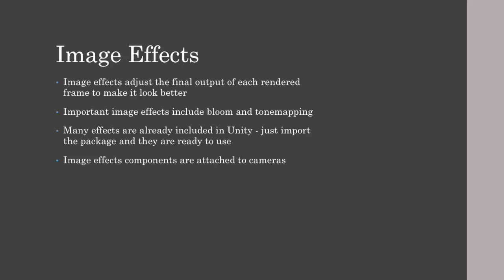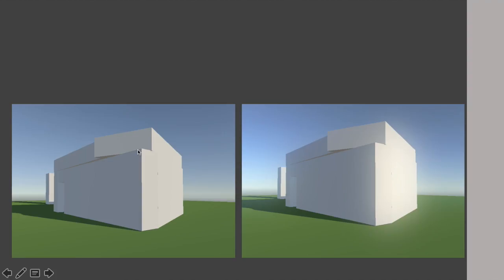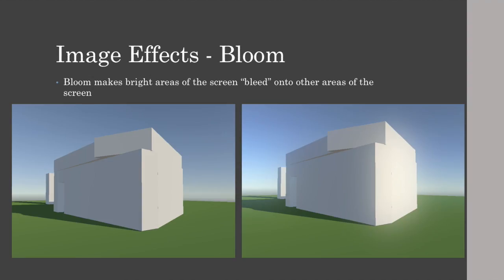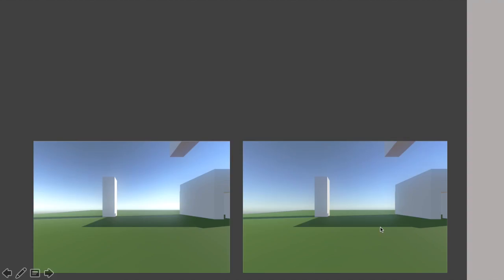So these are included as a Unity package, in fact. They're attached to a camera component in Unity, and they're pretty useful. So one of the first image effects is bloom. It basically makes bright areas of the screen bleed onto other areas. So here we have without bloom, here we have with bloom. As you can see here, bloom does sort of make this bright area accentuated, and it sort of mimics how like a really bright area can sort of blur your eyes and bleed onto other areas. And that's a pretty useful image effect.